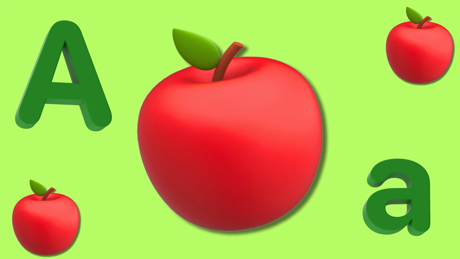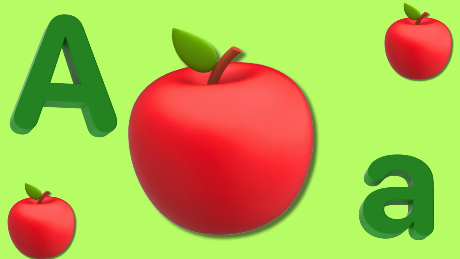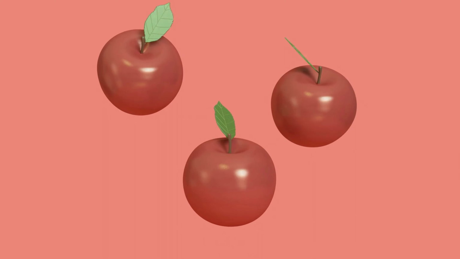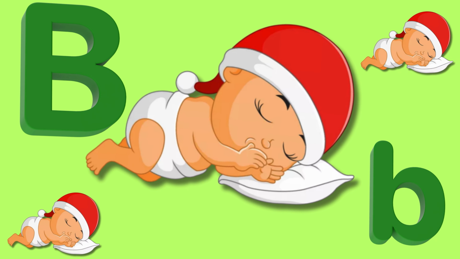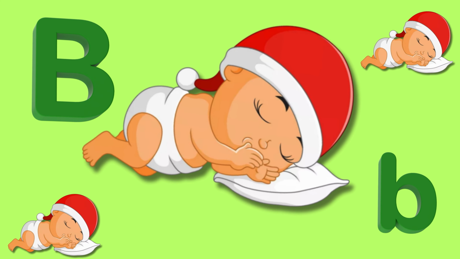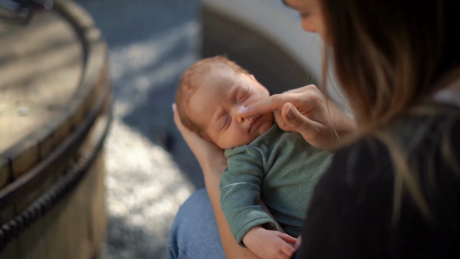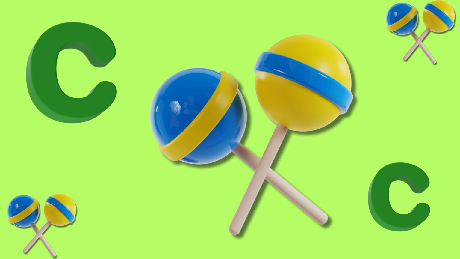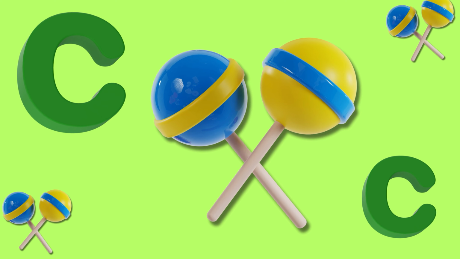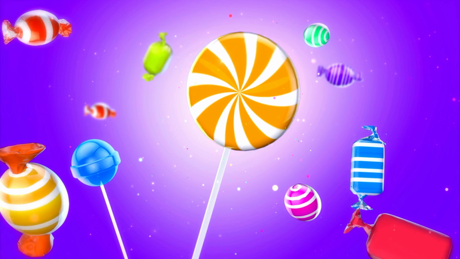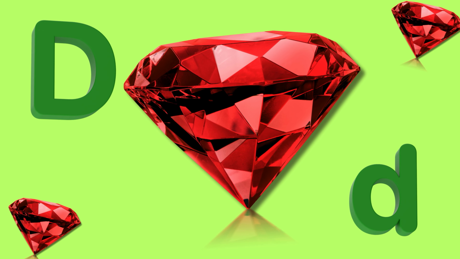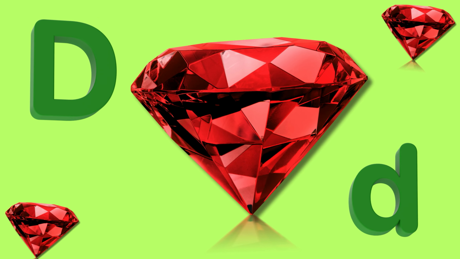A is for apple. A, a, a, a, apple. B is for baby. B, b, b, b, baby. C is for candy. C, c, c, c, candy. D is for diamond. D, d, d, d, diamond. E is for elephant. A, a, a, a, elephant.